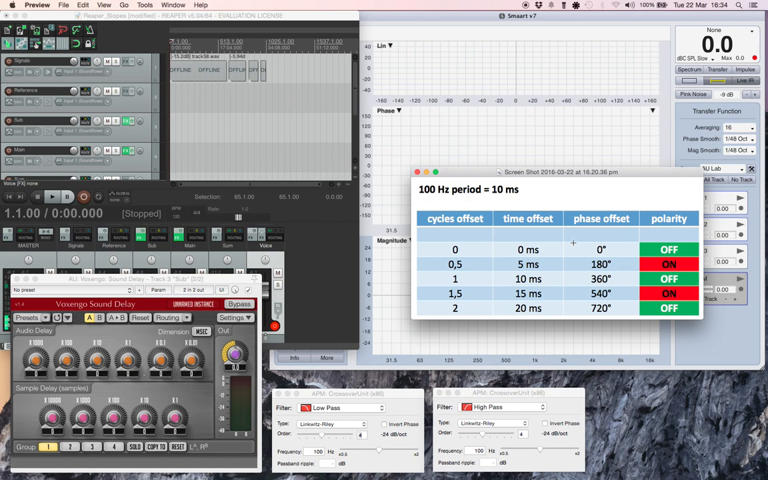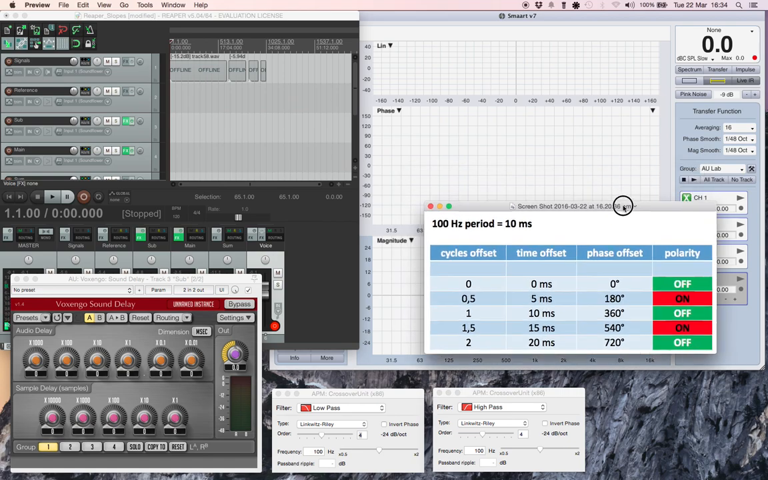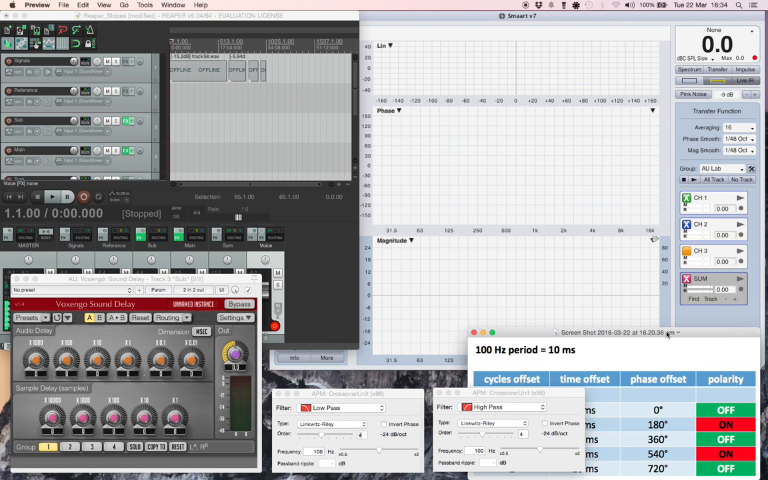1 cycle offset evidently is 10 milliseconds of time offset, and 360 degrees of phase offset. And 1.5 cycles is 15 milliseconds, or 540 degrees of phase offset. And finally, 2 cycles time offset equals 20 milliseconds, 2 periods of 100 Hertz, or 720 degrees of phase offset. So that 10 millisecond for a frequency of 100 Hertz is a very convenient figure to do some experimentation.